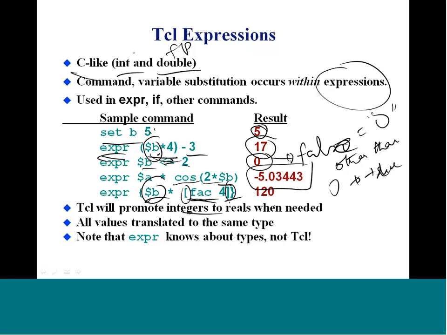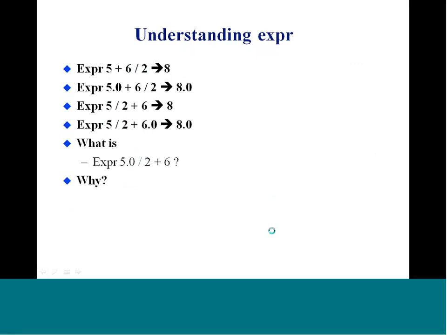So the bottom line is, Tcl will promote integers to reals when needed. All the values are translated to the same types. Here you can also notice that the expr command knows about the types and Tcl does not. Tcl is just a collection of words. Imagine, it is just a collection of words, and still it is very powerful, and today a lot of programs actually run with this. So now let us look at some more examples to understand expr in more detail.